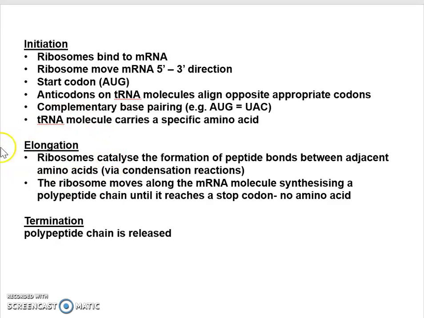So again, this is a summary. You can read it for yourself. The elongation process tips the hat to this idea that in order to form a peptide bond, you require both energy and an enzyme, and the enzyme is associated with the ribosome itself. Termination is when you hit a stop codon.